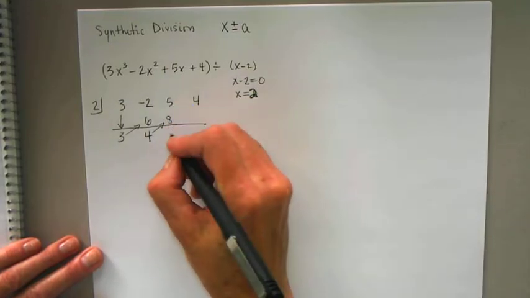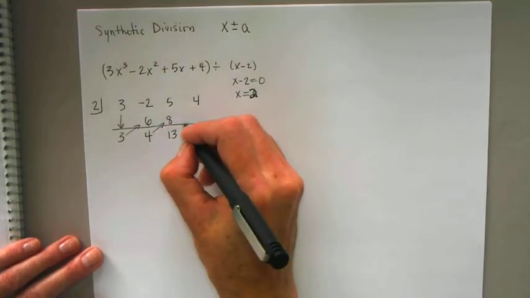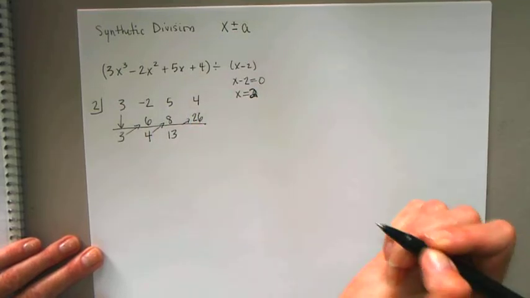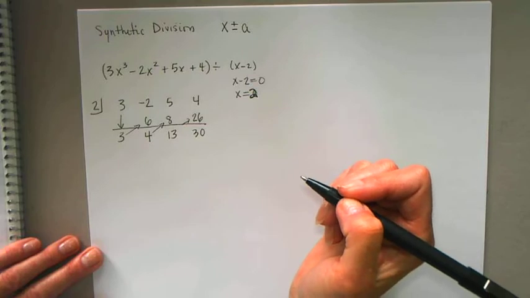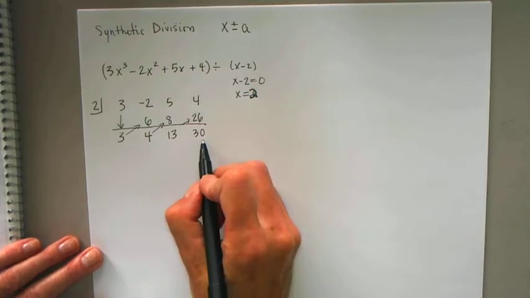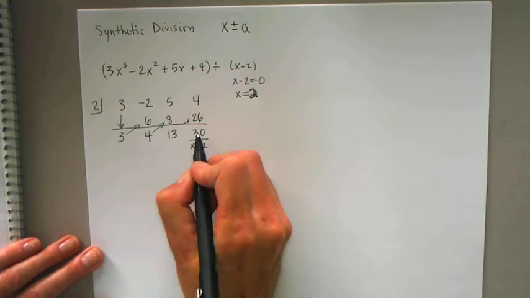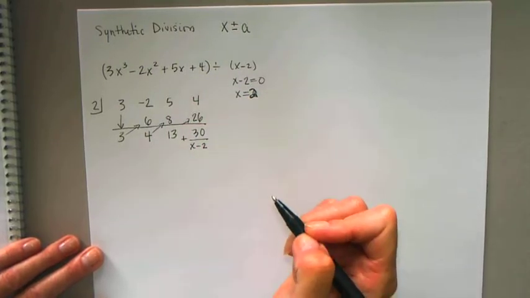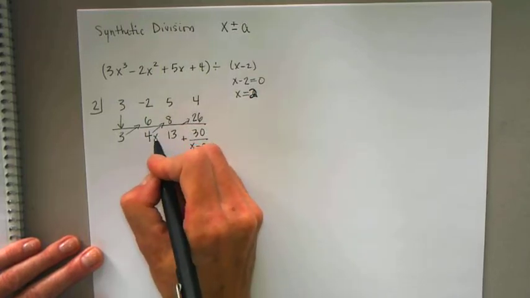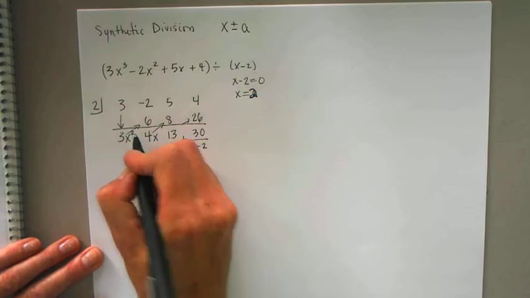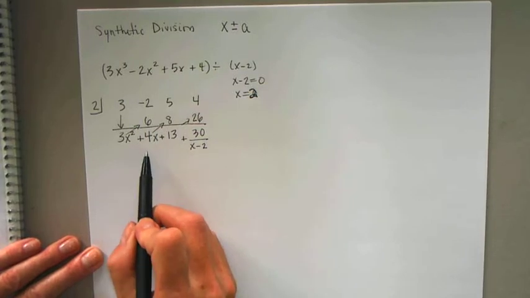Add, so I get 13, and repeat. 2 times 13 is 26. And add, and I get 30. So what I just learned is that 30 is my remainder. So I'm going to write it over what I divided by. And it's positive, so I will say plus. This is my constant, this is my x, and this is my x squared. And there's no negatives, so they can all say plus. And that is your answer. Done.